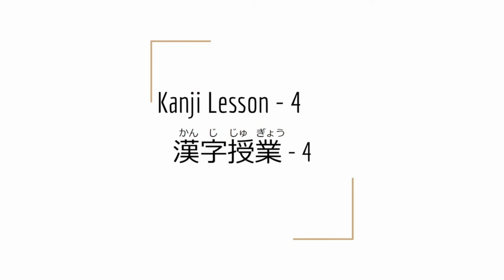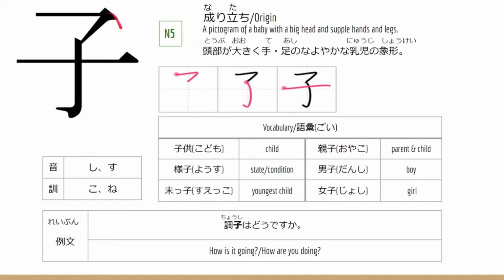This is Kanji Lesson 4. これが漢字授業4です。Now let's go into the video. 動画の中へ入りましょう。This is the kanji ko.